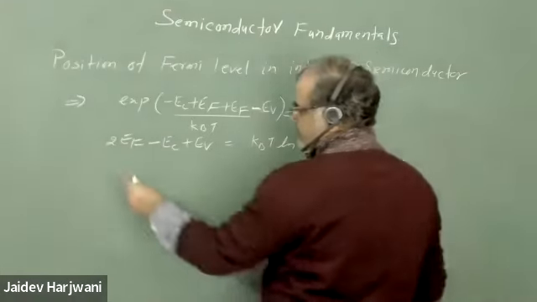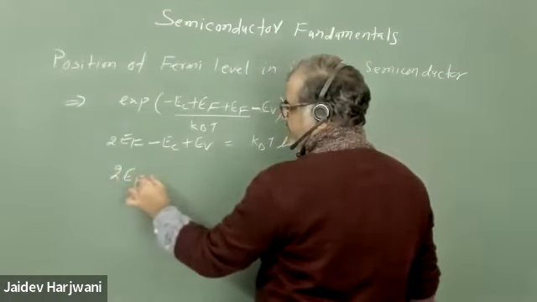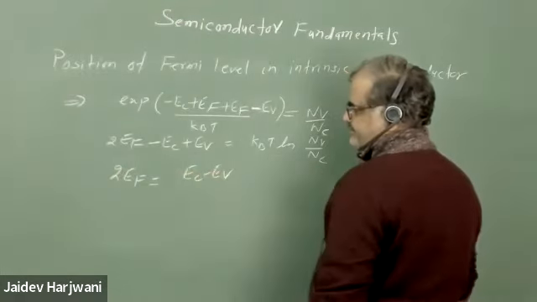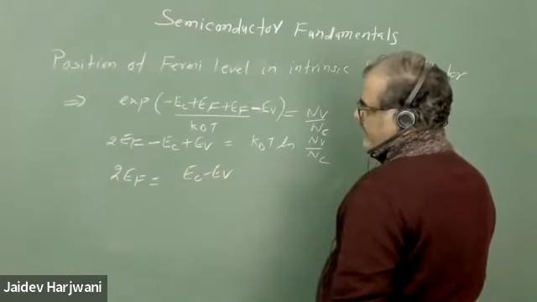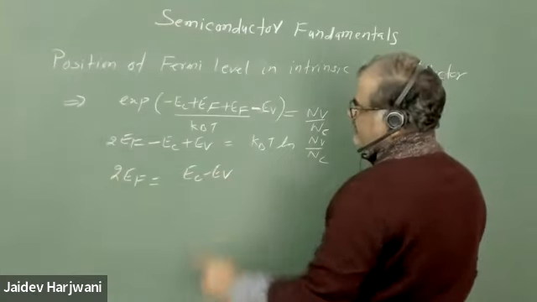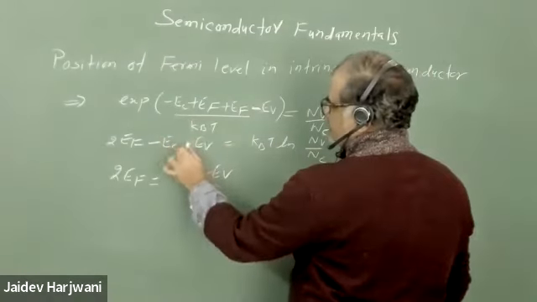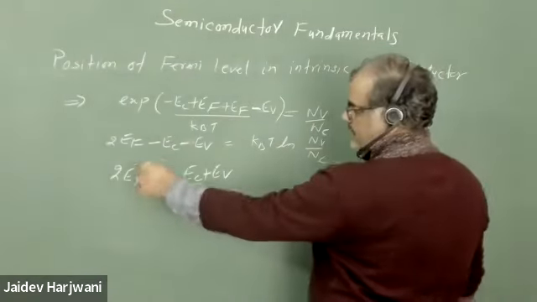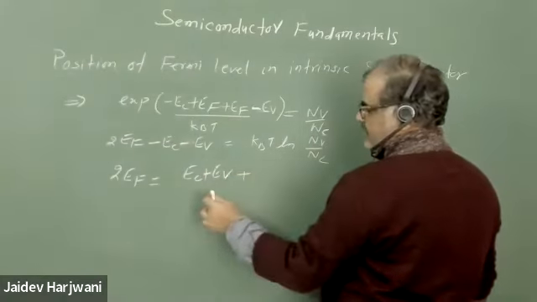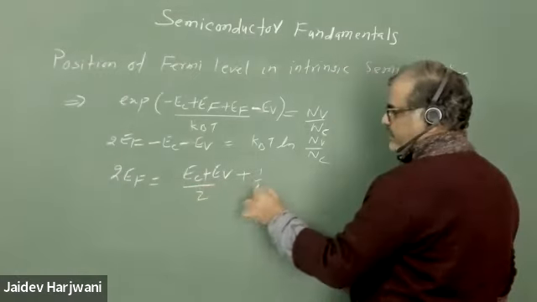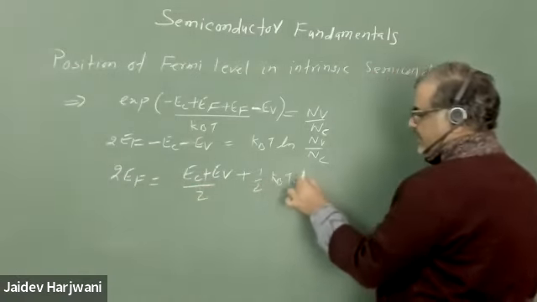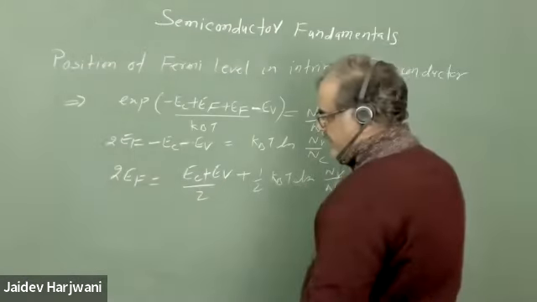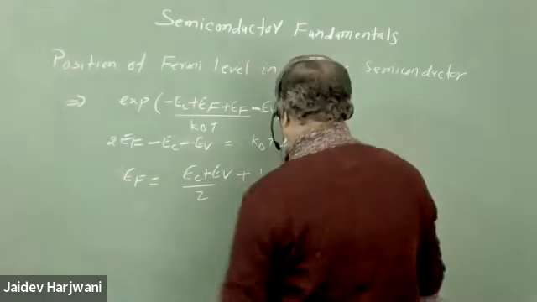and if I solve it further, this gives me 2EF. This gives me EC minus EV; just check whether I'm doing it correctly or wrongly. Both are minus, right? Both are minus. So this will become EC plus EV, and this is by 2. So I get EF equals EC plus EV by 2, plus 1 by 2 kBT ln NV upon NC. Now I can remove this EF here.